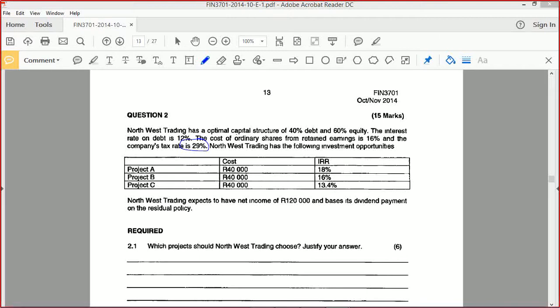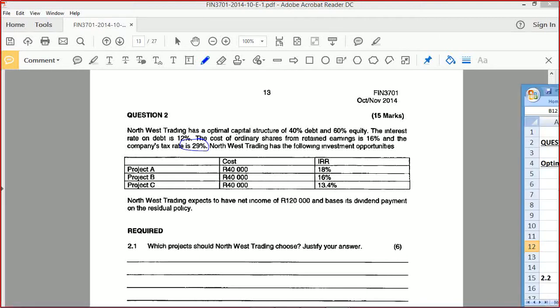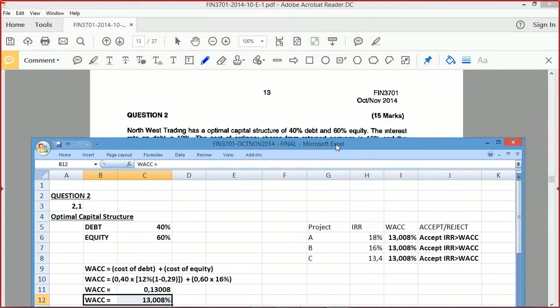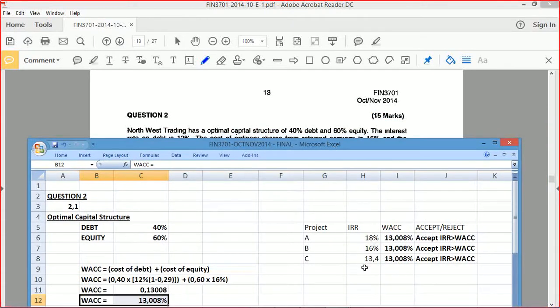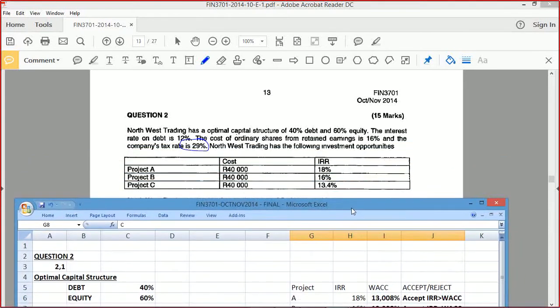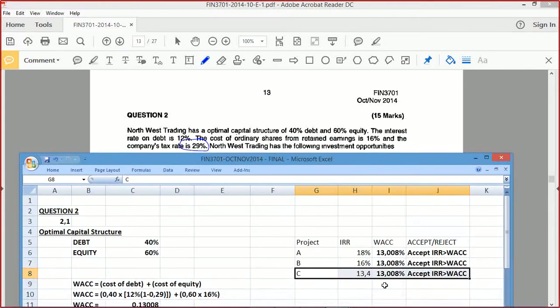I actually mentioned that I rounded. Good. You accept projects 1 and 2, and you don't accept 3 because the IRR is less than the WACC. No, the IRR for the last one is also higher. 13.4 is greater than 13.1. Oh, okay.